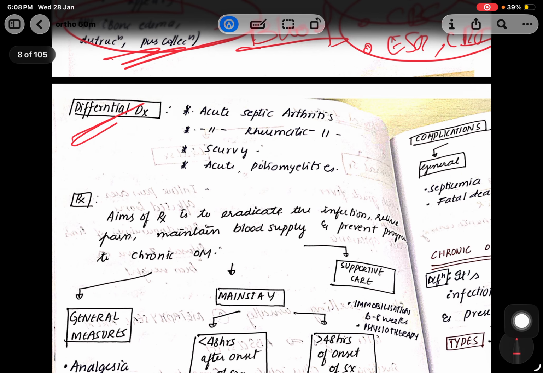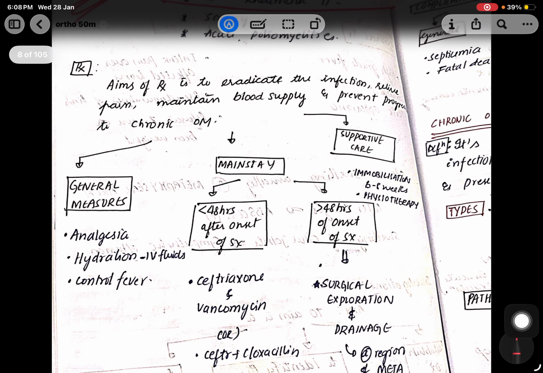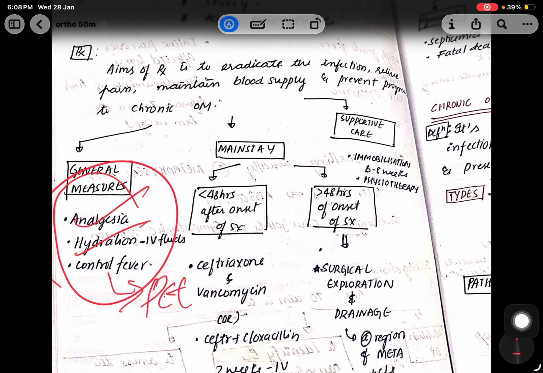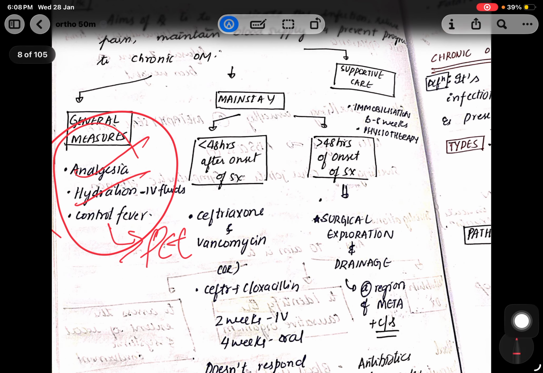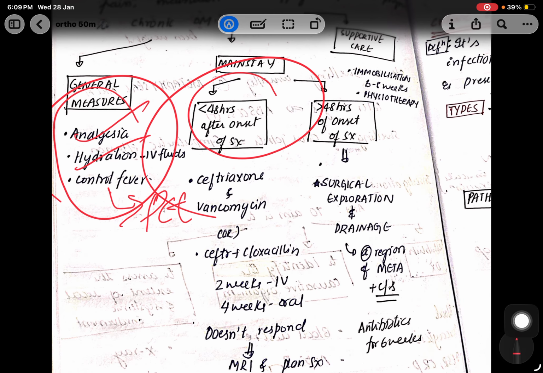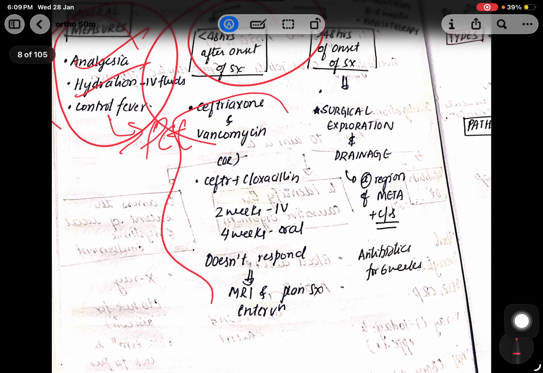These are the differential diagnoses. Make sure you write rheumatic arthritis, rheumatic fever, and septic arthritis. Treatment, again, aim: the patient is in pain, so give analgesia, then give hydration and control fever with paracetamol. Then the mainstay of treatment is medical. Only in chronic cases will orthopedicians come into action. Even then surgery comes into action, but you have to mention all these things. If it's within 48 hours of onset of symptoms, then these are the drugs which you will give.